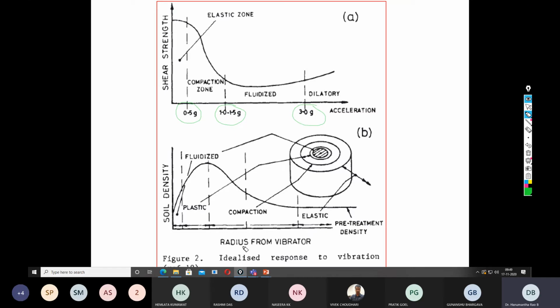So this is the idealized response of a soil to the applied vibration. This is the graph between shear strength versus the G level, the acceleration due to gravity.